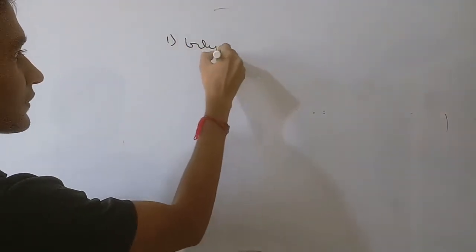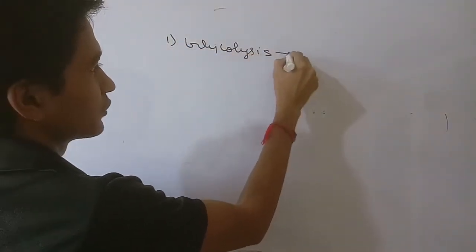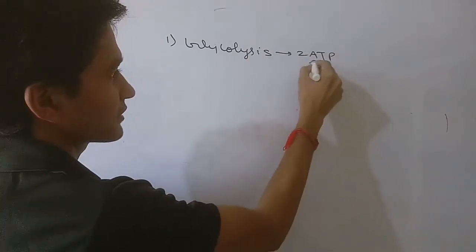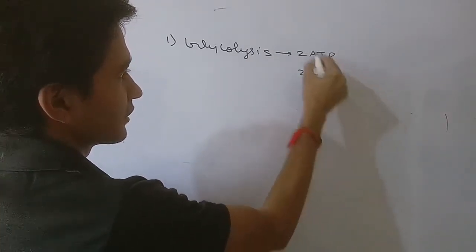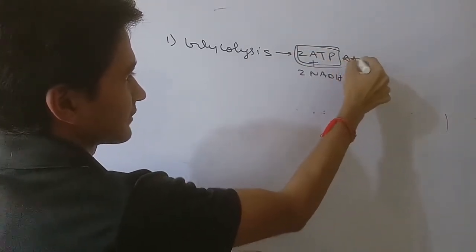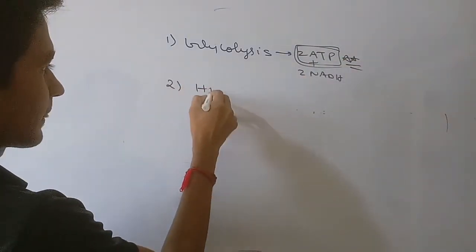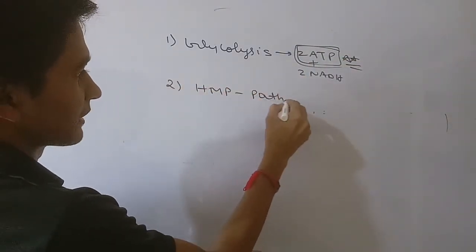Through glycolysis, okay, there is a gain of 2 ATP, plus 2 NADH. These 2 ATP are utilized. Now the second is your HMP pathway.